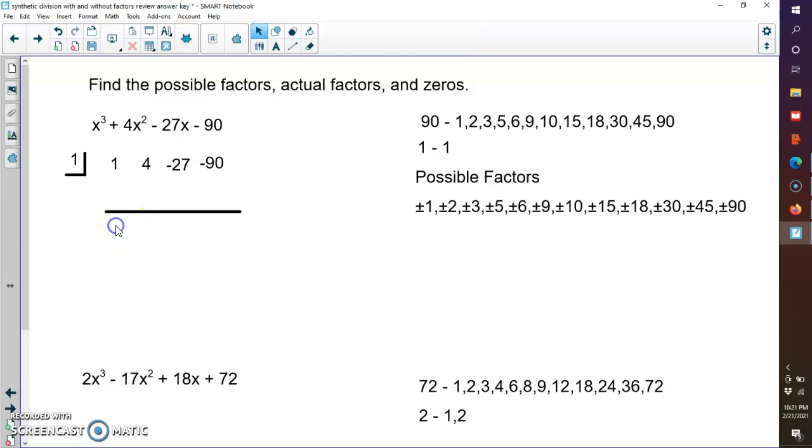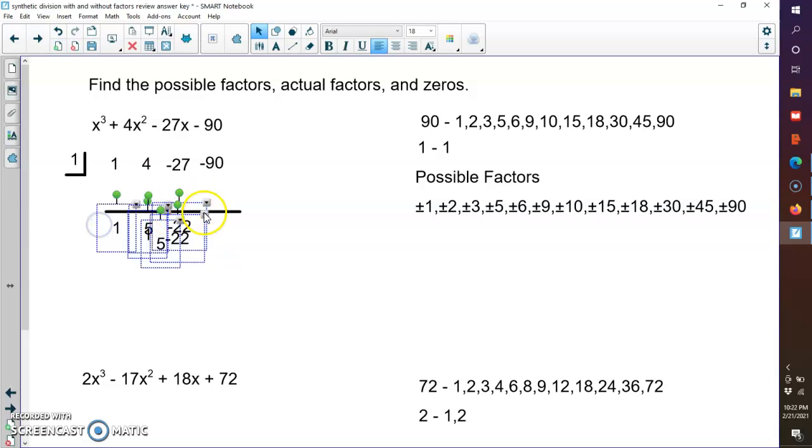So if I drop that first 1, I get 1 times 1 is 1. We get 5. 5 times 1 is 5. We get negative 22. And negative 22 times 1, negative 22, we don't get 0. So I'm going to take these numbers, and we're going to delete them all. And we're going to try again.